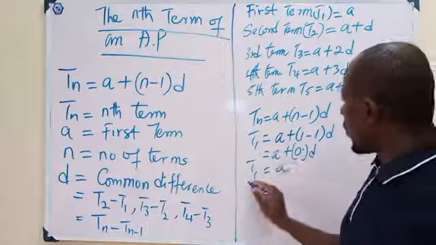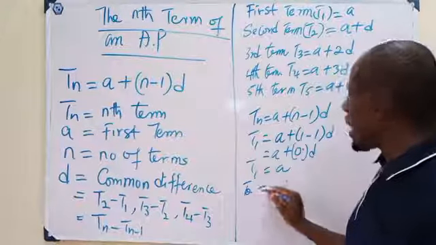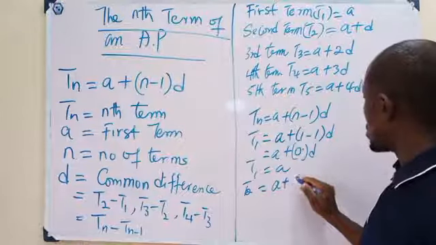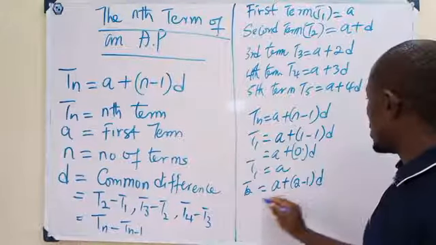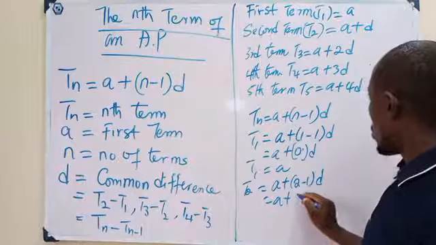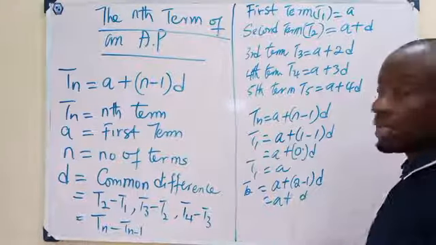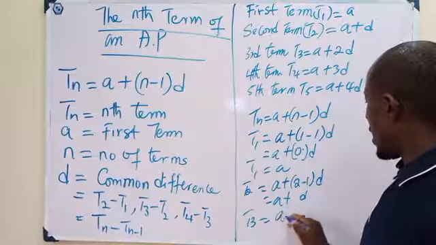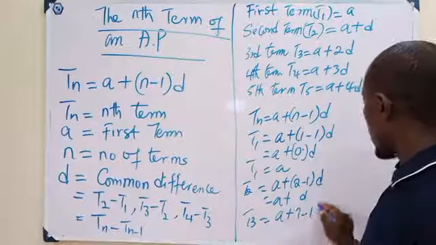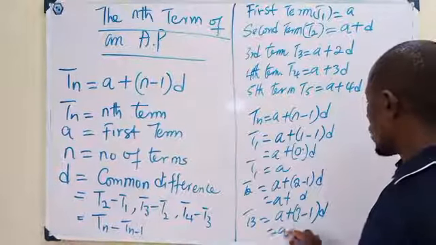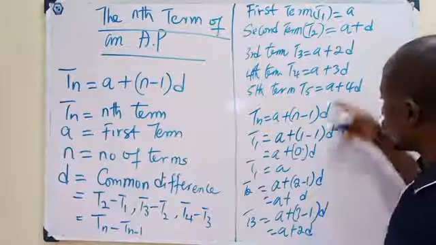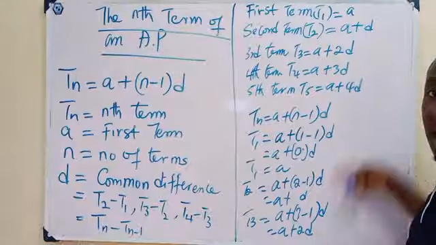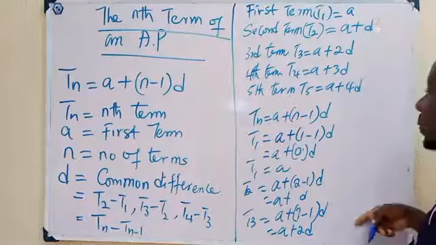For the second term, we change n to 2. Wherever you see n, put 2. So we have A plus 2 minus 1 times D, that is A plus 1D, that is A plus D. For T3, A plus 3 minus 1 times D, which is equal to A plus 2D. So this is how we were able to generate all of this. Look at it very well.